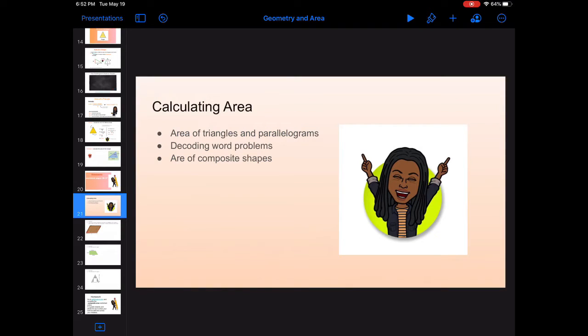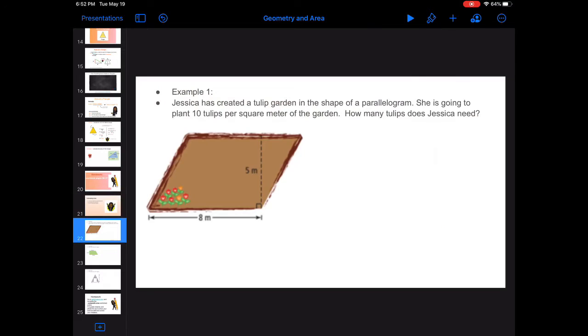Okay, we're going to look at calculating area. So area of triangles and parallelograms, a word problem, and that should say area of composite shapes. Okay, here's our first example.